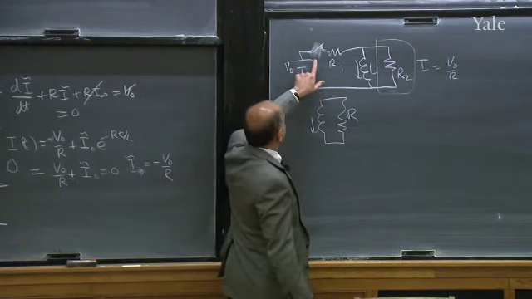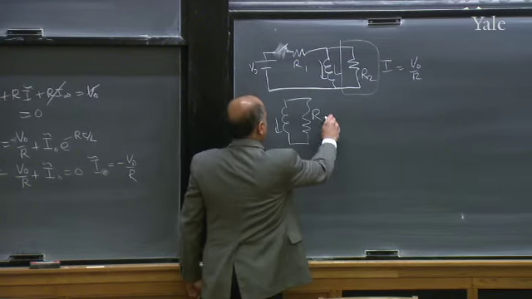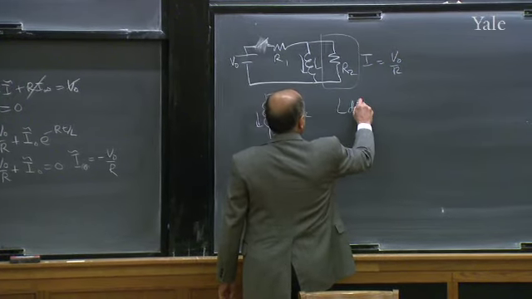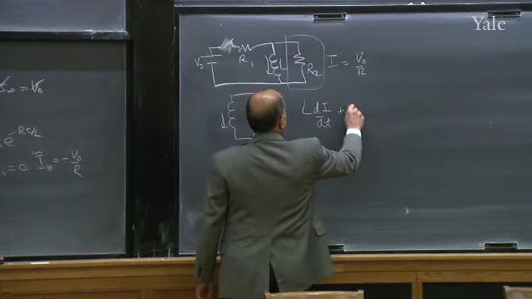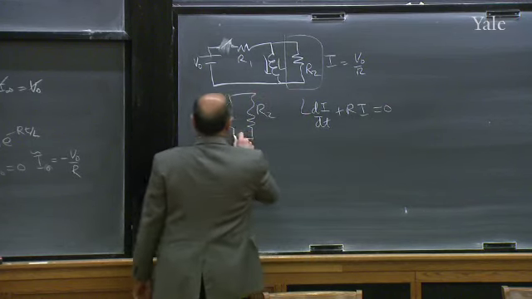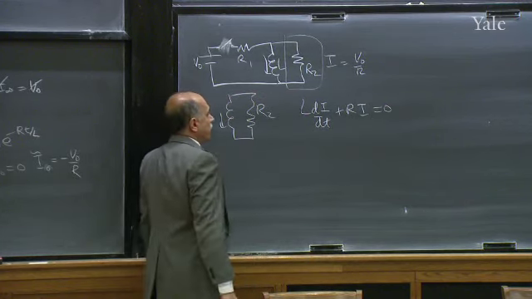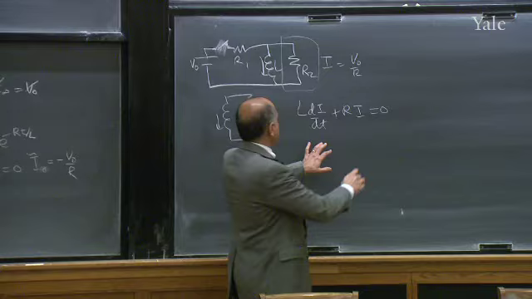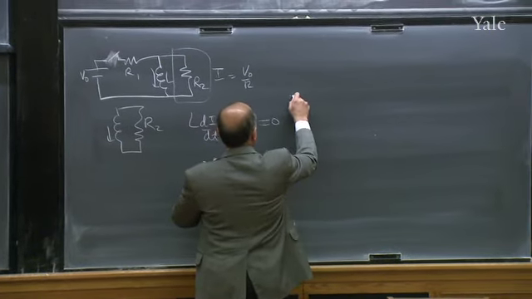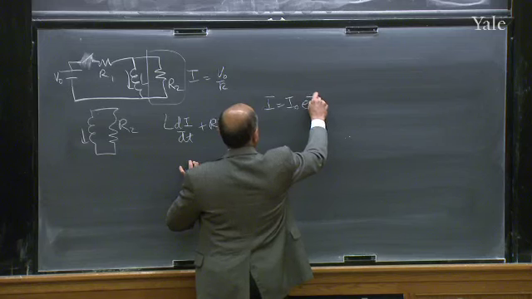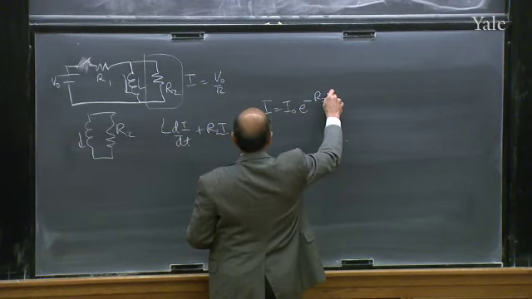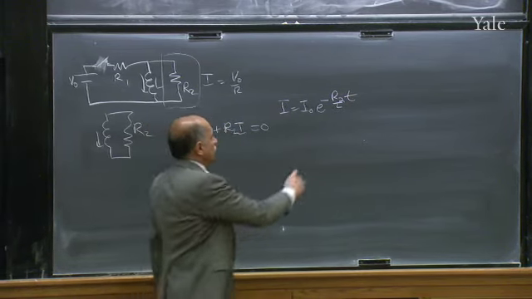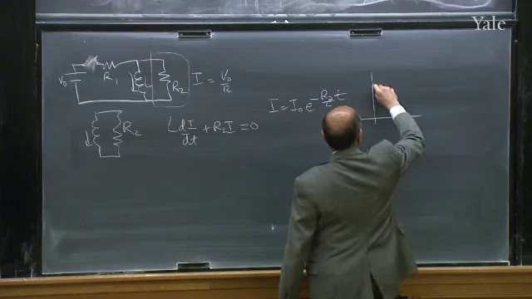But you don't have to worry about that now because R2 will take up your current. So now the equation we write is L di/dt plus Ri is equal to 0, because if you start anywhere and you go around a loop, you have no change in anything. There's no voltage. And the answer to this one, therefore, is I equals I0 e to the minus R2 over L times t. So now the current will decay exponentially.